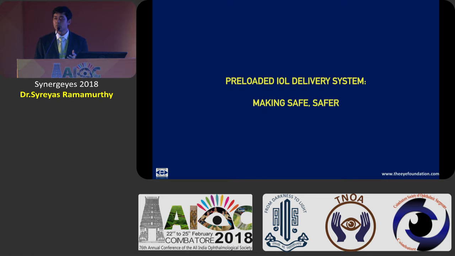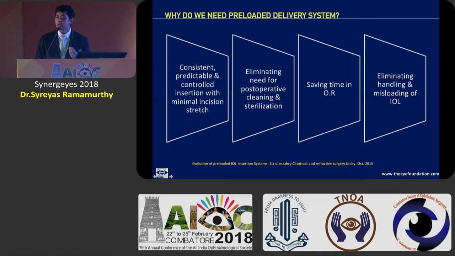The preloaded IOL delivery system is really about making our safe cataract surgery even safer, wherein primarily we are looking at one consistent, predictable, and controlled insertion with the IOL injection. Now, with our pre-existing techniques using the cartridges with the wound-assisted platform, there was a significant amount of wound stretch caused while forcing the IOL through a 2.2 millimeter wound. This can be greatly controlled with the newer preloaded IOL design.